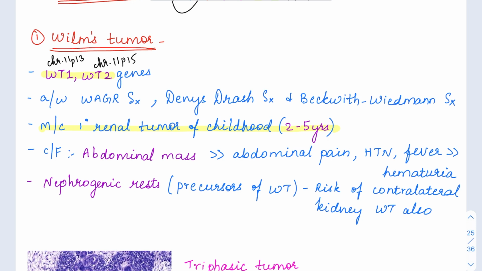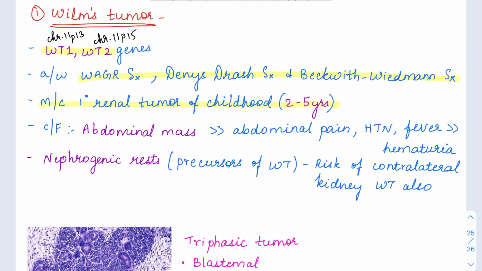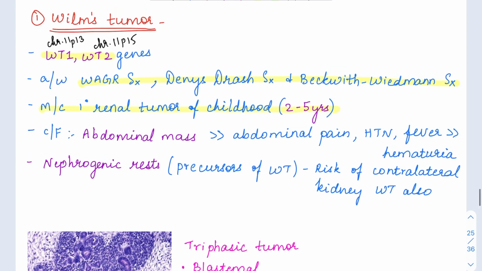So WT1 and WT2 are mutated, and sometimes you can see Wilm's tumor associated with certain syndromes. So what are the syndromes? WAGR syndrome, Denys-Drash syndrome, and Beckwith-Wiedemann syndrome. So in WAGR syndrome, you have Wilm's tumor, then aniridia, along with genitourinary abnormalities.